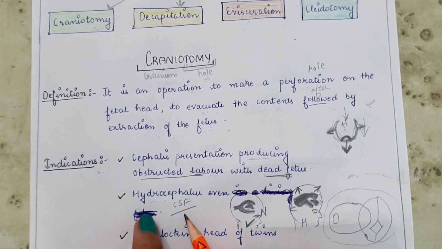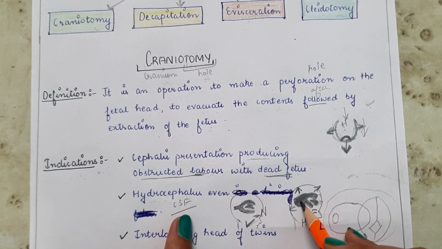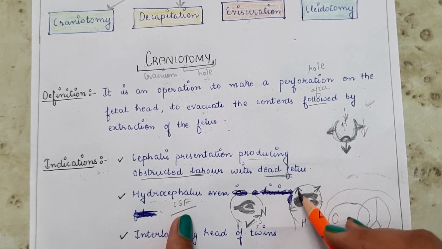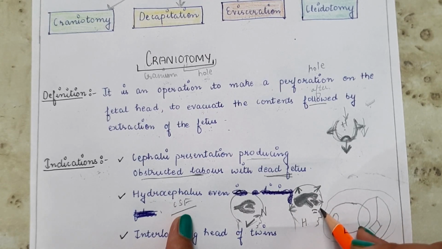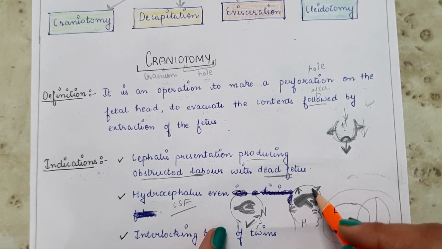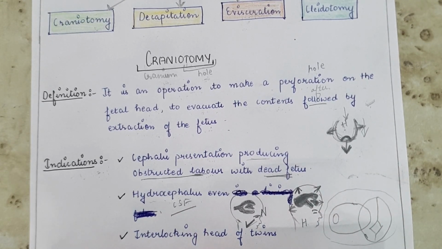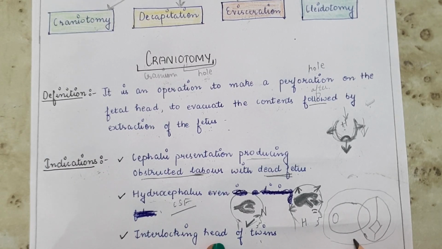The next indication is hydrocephalus. It is a condition when excessive cerebrospinal fluid is accumulated inside the ventricles. As a result, the size of the fetal head is larger than normal. So in order to deliver the large fetal head, craniotomy is performed. And the third one is interlocking heads of twins, as you can see here in the diagram. So in order to deliver twins with interlocked heads, craniotomy is performed.